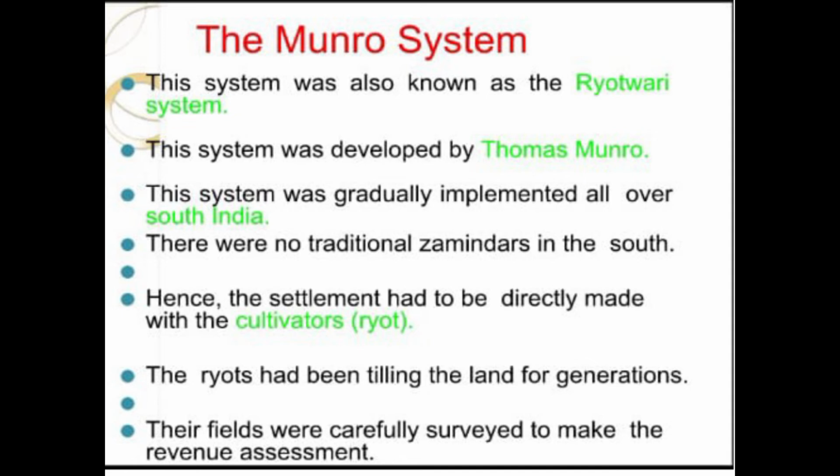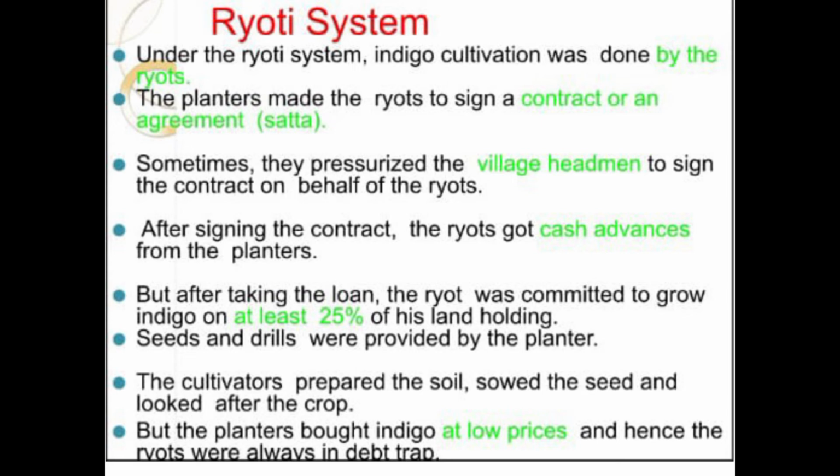This system was gradually implemented all over South India. There were no traditional zamindars in South India. Hence, the settlement had to be made directly with the cultivators themselves, that is, the ryots or the peasants. The ryots had been tilling the land for generations. Their fields were carefully surveyed to make the revenue assessment based on the fertility.